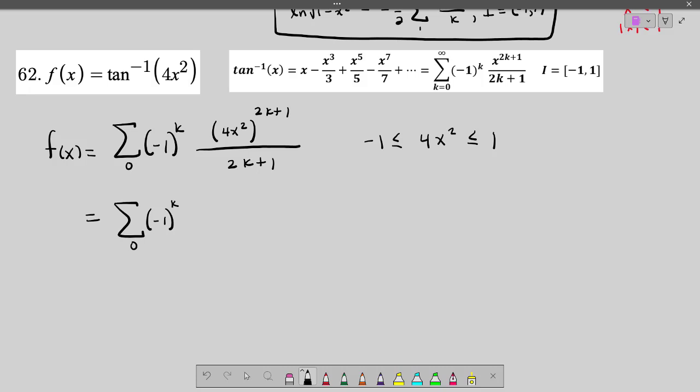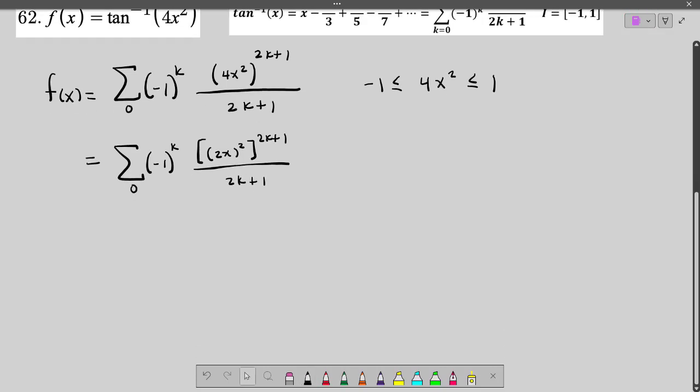We could peel off this constant 4 and make it to the 2k plus 1. That's a possibility, and just get it away from the x. The other possibility is to write this as 2x quantity squared, and then we could combine that 2 with the exponent that's up there. Does not matter which way you go. I'm going to go that way. I'm going to write this as 2x quantity squared, and then all of that is to the 2k plus 1.